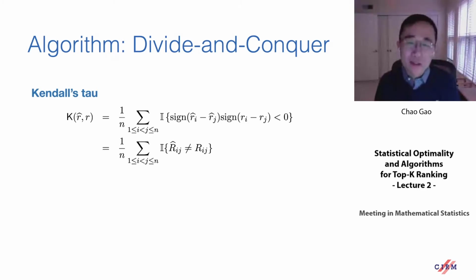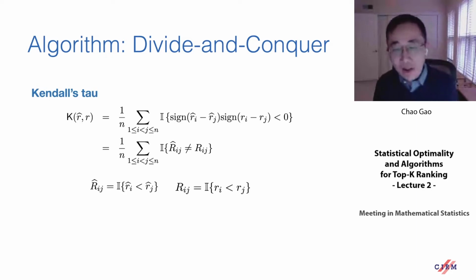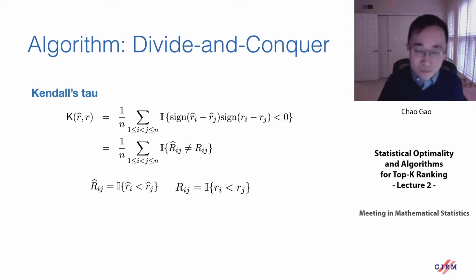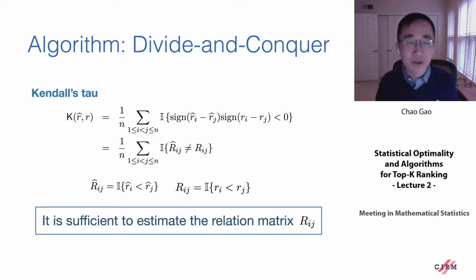And this is the Hamming distance of the relation matrix. Here, capital Rij is the indicator of small ri smaller than rj. So this gave you the definition of the relation matrix. And Kendall's tau can be written as the Hamming distance between the relation matrices. So what you are really doing is the estimation of the relation matrix. It is sufficient to estimate the relation matrix if you want to rank the players.